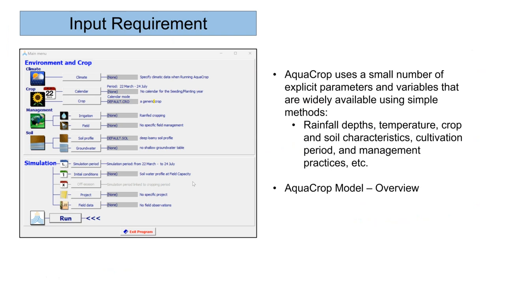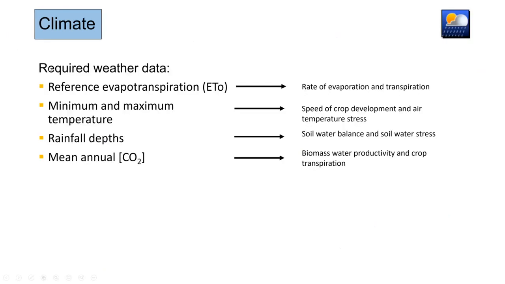I will be going over the model overview, but just wanted to show you the information that you need to get this going. So for the climate, the required weather data, this is going to be the most important part of the model, because it's going to use this information to determine how much water is needed in order for you to cultivate a healthy crop. You will need the reference evapotranspiration, which is calculated in the model using your rainfall depth and your minimum and maximum temperature, as well as the mean annual CO2, which is defaulted to the Mauna Loa Observatory.